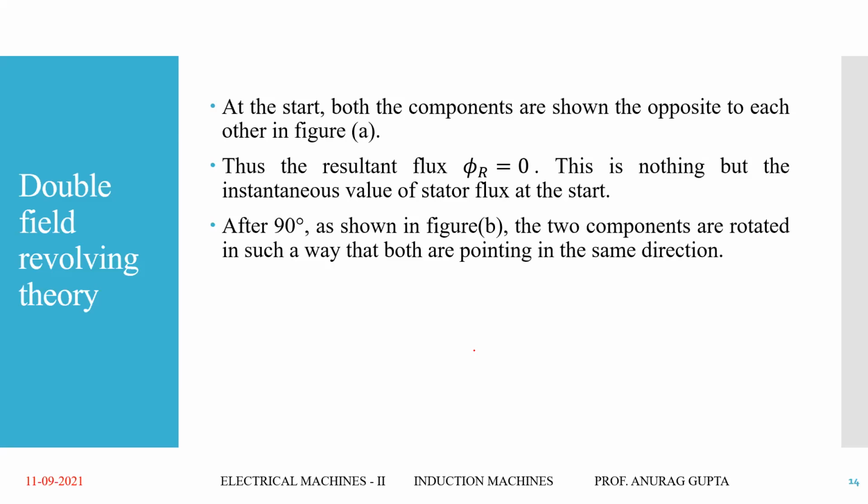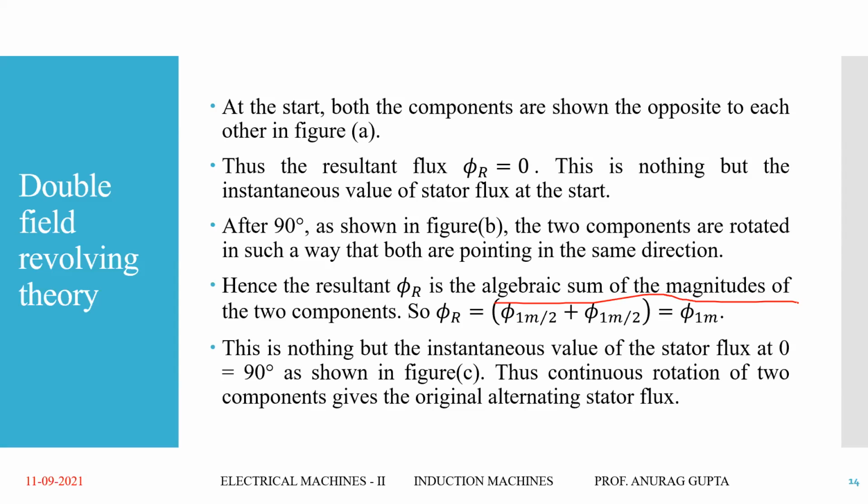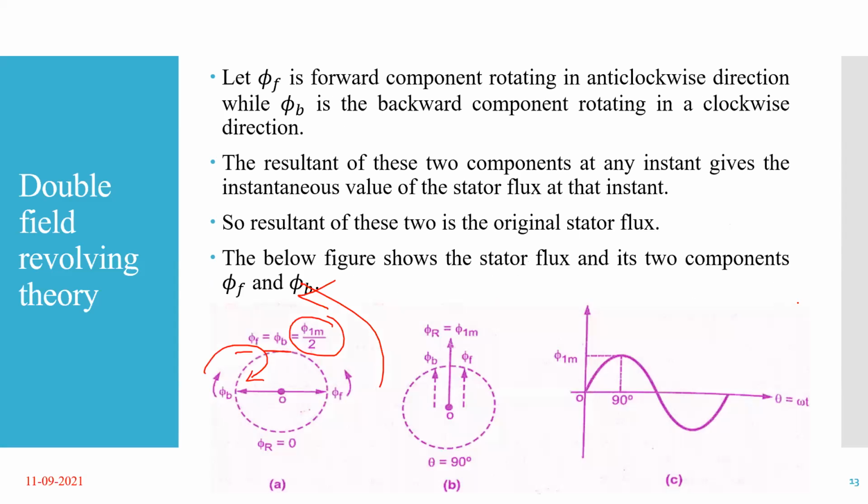After 90 degrees, as shown in figure B, the two components have rotated in such a way that both point in the same direction. Hence, the resultant phi r is the algebraic sum of both magnitudes, phi 1m by 2 plus phi 1m by 2 equal to phi 1m. Keep in mind, this is an algebraic sum of magnitudes only. This is the instantaneous value of the stator flux at 90 degrees, as shown in figure C. Here we have figure A, figure B and figure C.